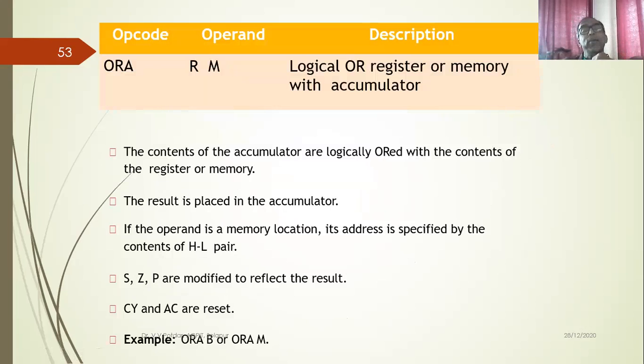Next instruction is ORA. Opcode is ORA. Operand is R and M. Logical OR register or memory with accumulator. The contents of the accumulator are logically ORed with the contents of the register or memory. The result is placed in the accumulator. If the operand is a memory location, its address is specified by the contents of the HL pair. Example is ORA B or ORA M.